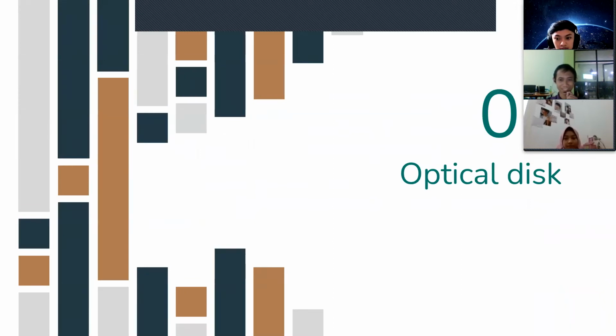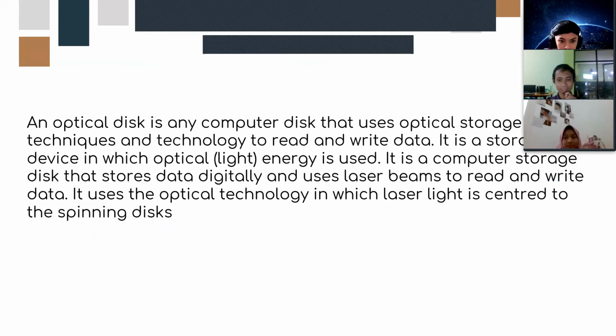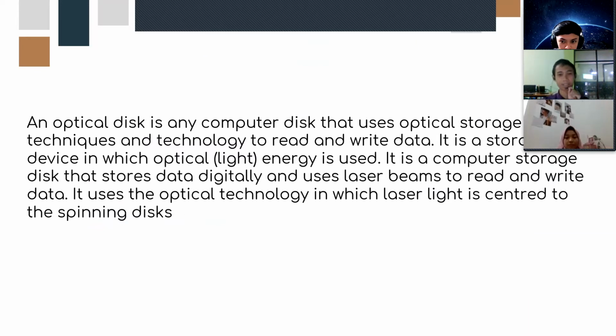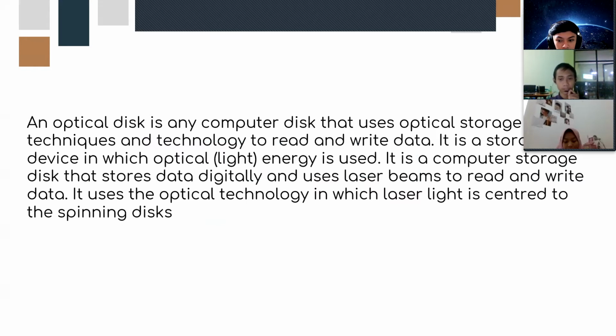Second is optical disk. Optical disk is any computer disk that uses optical storage techniques and technology to read and write data. It is a storage device in which optical or light energy is used. It is a computer storage disk that stores data digitally and uses laser beams to read and write data. It uses optical technology in which laser light is centered on the spinning disk.